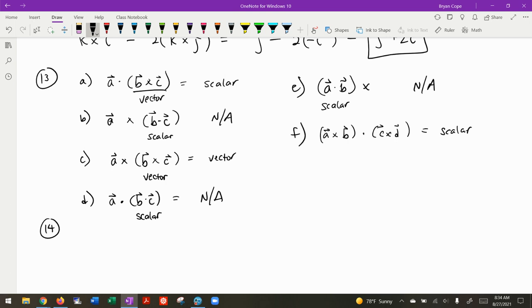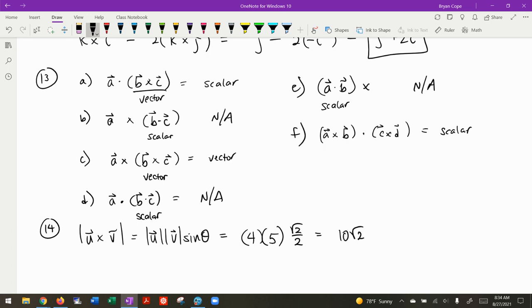Next up is 14. And we've got find the magnitude of U cross V and determine whether U cross V is directed into the page or out of the page. So we have a theorem that says the magnitude of U cross V is the magnitude of U times the magnitude of V times the sine of theta, where theta is the angle between the vectors. The magnitude of U is 4, the magnitude of V is 5, and sine of theta is root 2 over 2. So here we have 10 root 2 for our magnitude. And if we do the right-hand rule, U cross V, fingers in the direction of U, curling toward V, it is out of the page.